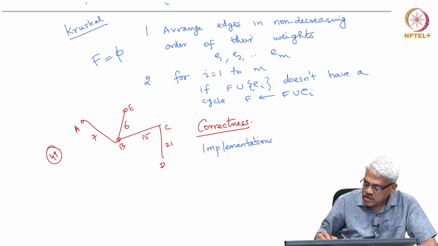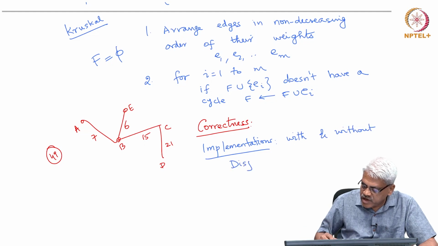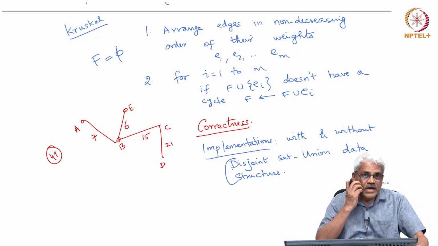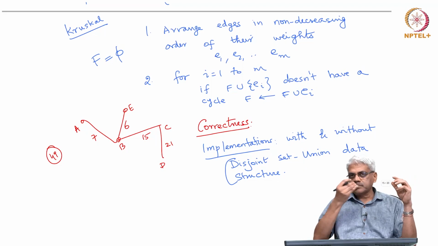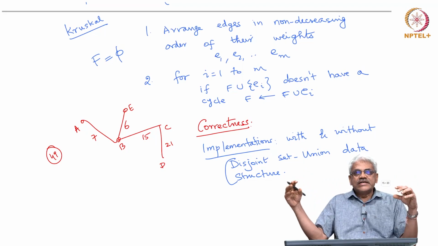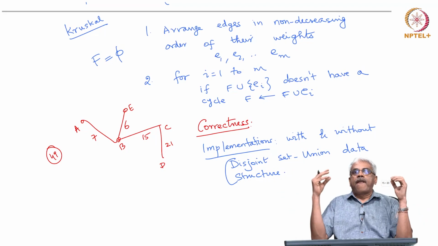with and without disjoint set union data structure. I mentioned when I talked about this data structure that this actually was developed for implementing this algorithm, because at any point of time, what do you have in Kruskal's algorithm? You have a collection of components, connected components, or a set of vertices forming a connected component, a family of sets.